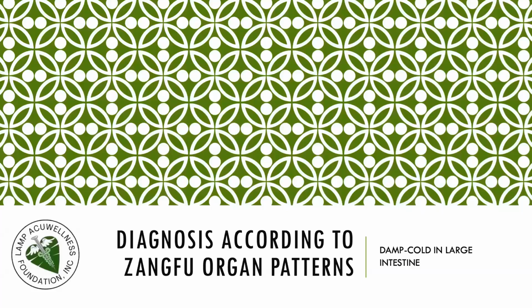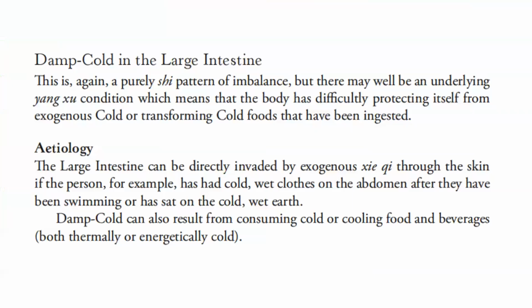For diagnosis, according to Zhang for organ patterns, we take up damp cold in the large intestine. This is again a purely excess pattern of imbalance, but there may well be an underlying yang deficiency condition, which means that the body has difficulty protecting itself from exogenous cold or transforming cold foods that have been ingested. The large intestine can be directly invaded by exogenous pathogenic qi through the skin if the person has had cold, wet clothes on the abdomen after they have been swimming or has sat on the cold, wet earth.